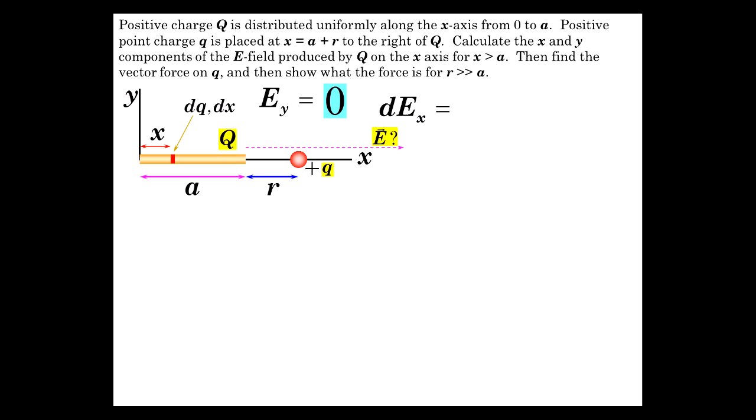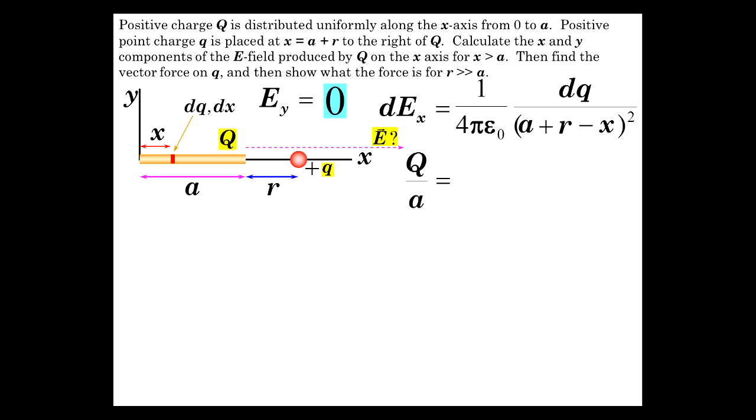And the differential E_x, so what's the electric field from this point charge dq at this location? Well, that's pretty simple to set up. It's k q over r squared. So there's k, and then q is dq, and now what's the distance? Well, the distance is a plus this r, but then we have to subtract off this little amount, which is x. So a plus r, but it's not that far away, it's minus x. A plus r minus x is the distance from this particular dq to the location of the charge.